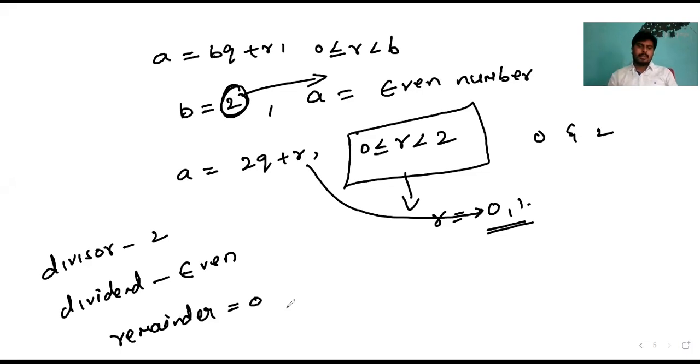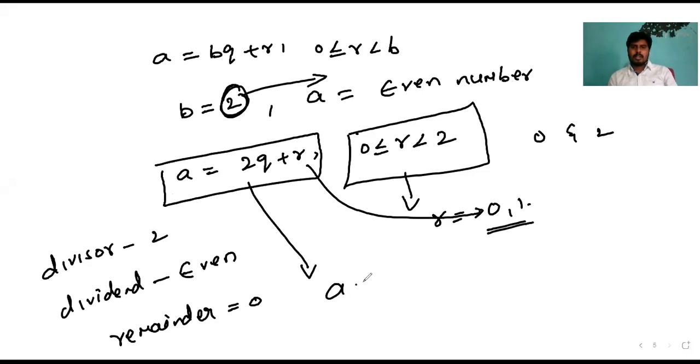So in that case, we can write a equals 2q, isn't it? Got it? Yes, did you get that? a equals 2q, right? Simply we can say 2q is nothing but a multiple of 2.